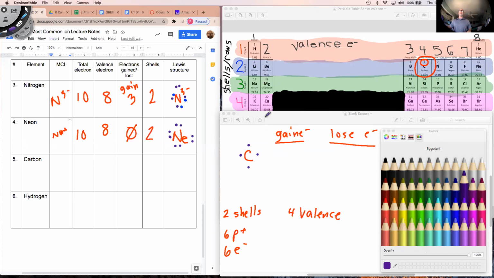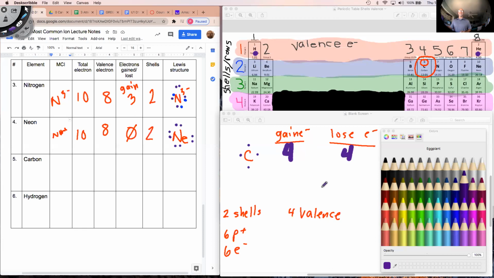So carbon wants to have a solid outer row. It has to either gain 4 electrons, because right now it's sitting right here, there's 1, 2, 3, 4, 5, 6. So it would have to gain 1, 2, 3, 4 electrons, right? Or carbon would have to lose 4 electrons. So what's carbon going to do? Well, carbon is one of these weird examples where it's not going to gain and it's not going to lose any electrons. Carbon doesn't have a most common ion.